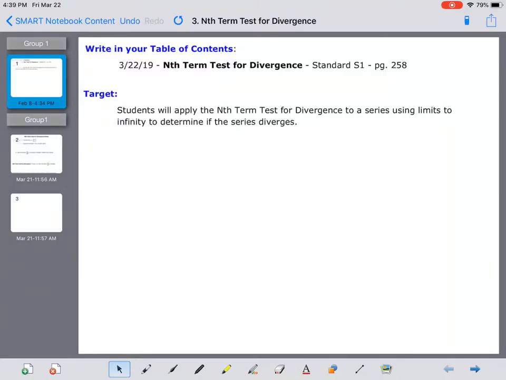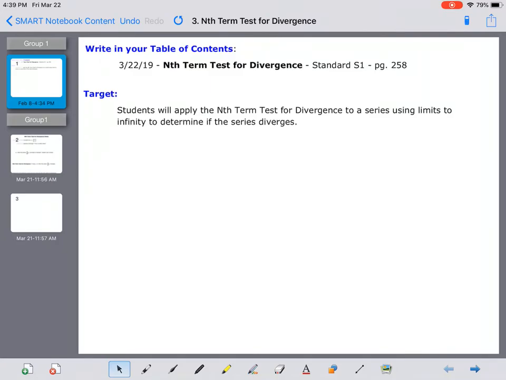Okay, this video is going to cover the nth term test for divergence. This is on your page 258. If you weren't in class today and you didn't get to page 258, I'm going to go ahead and attach it as well so you can print it out and take your notes.